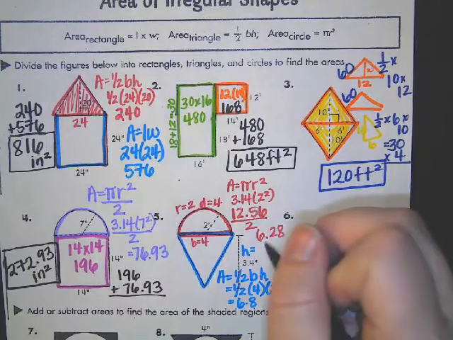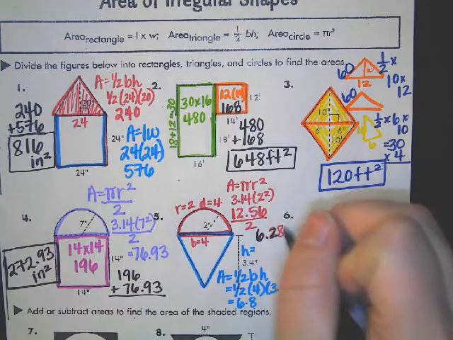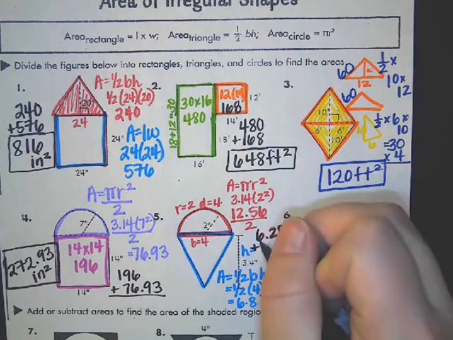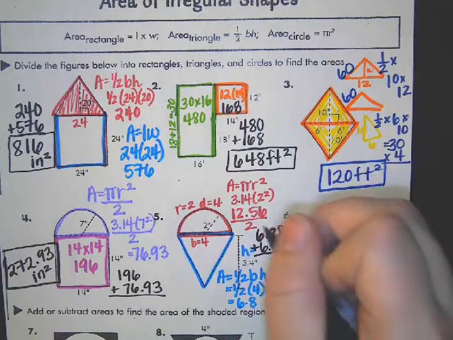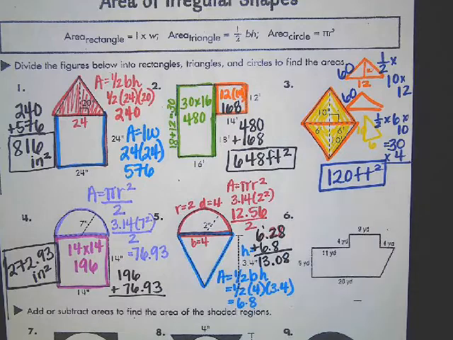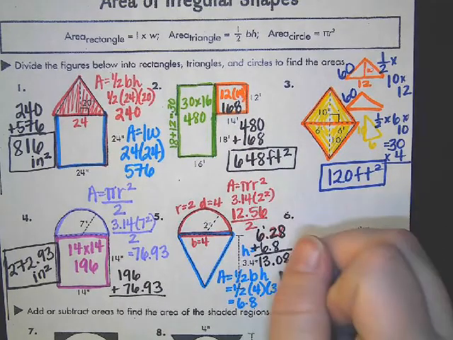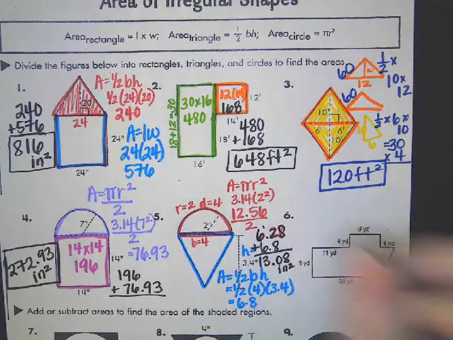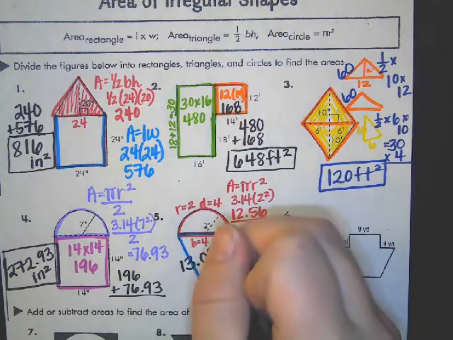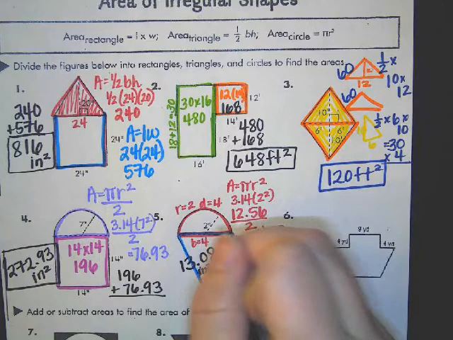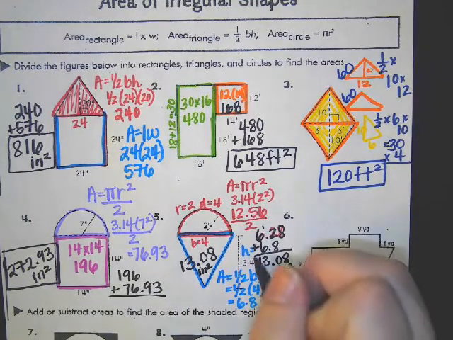Now remember, we want to combine these two numbers. When I add 6.28 plus my 6.8, my total is 13.08. We're dealing with inches, so it's inches squared. Again, my answer is 13.08 inches squared. That's my answer for number 5.